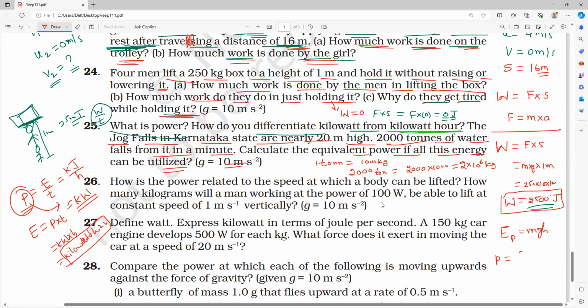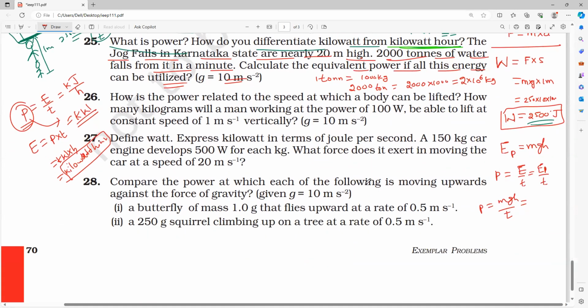Power is equal to energy by time. Energy is potential energy, so power P is equal to mgh by time. So mg: mass we got is 2 into 10 power 6, g value is 10, h is 20, divided by time of 1 minute. 1 minute means 60 seconds. So substitute: 2 into 10 power 6 into 10 into 20 divided by 60.